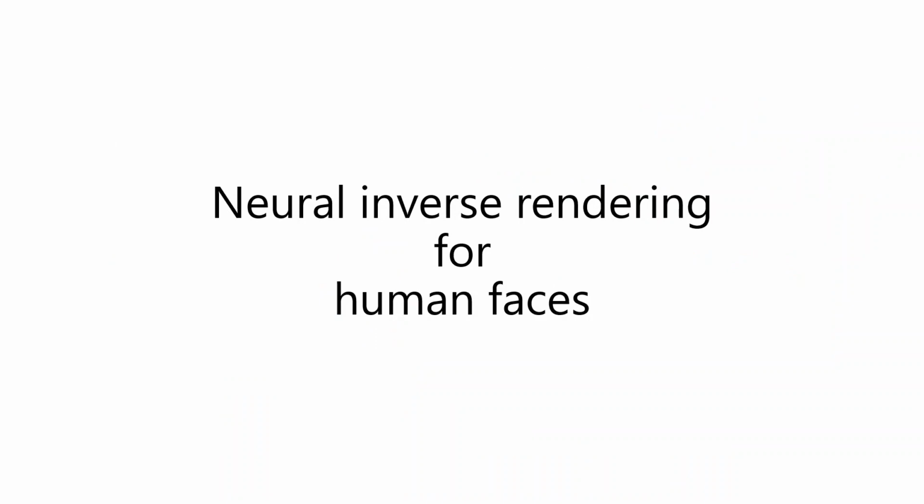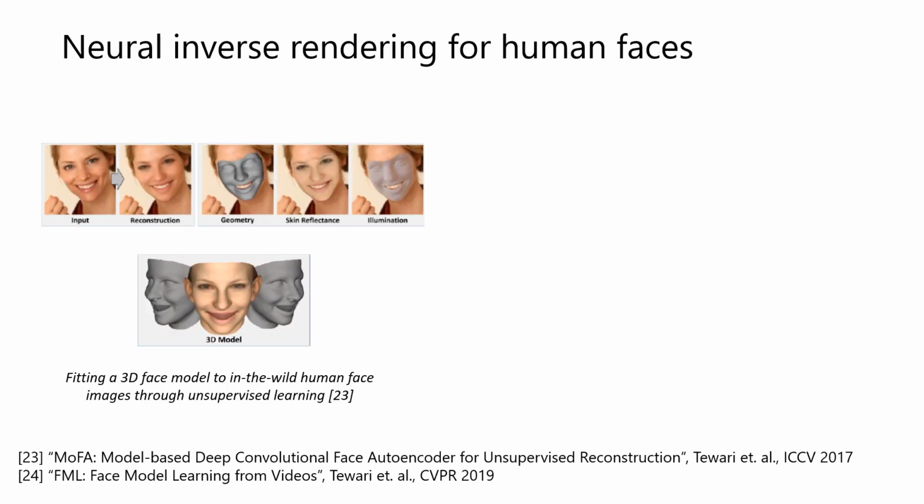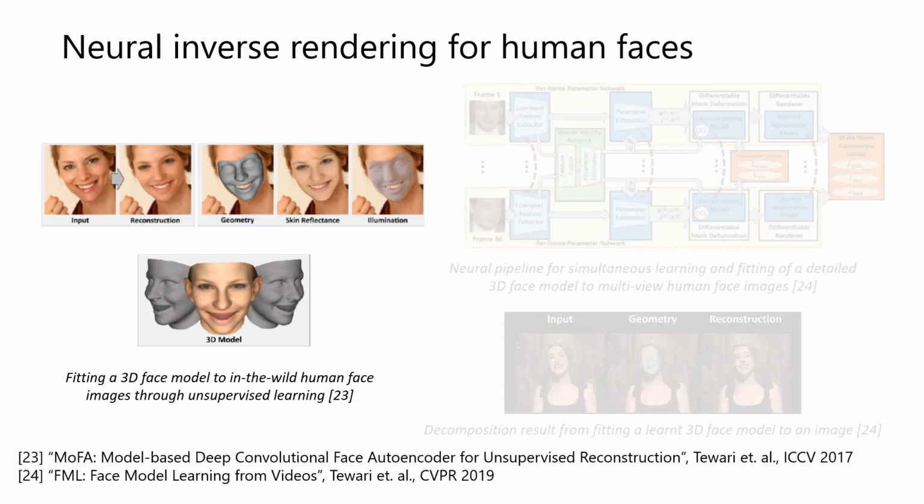Alright, now I'd like to talk about solving the inverse rendering problem for an interesting class of objects, human faces. This is a very interesting problem because human skin is a complex material and photorealistically modeling its appearance is difficult. Recently, we've seen very interesting work that uses unsupervised learning by fitting a 3D face model to in-the-wild images. This work by Tiwari and colleagues uses a handcrafted differentiable renderer for the 3D face model to estimate the parameters of a given human face image.